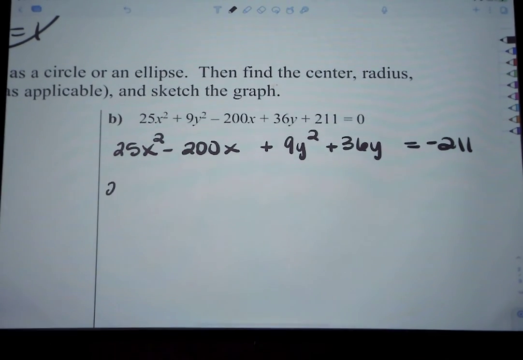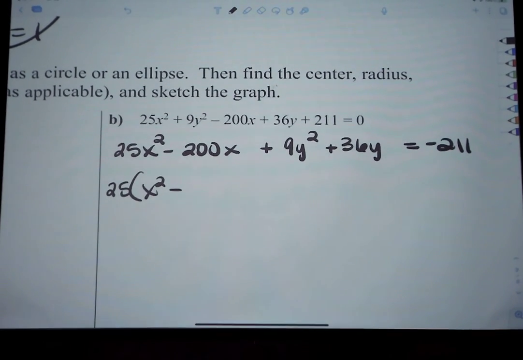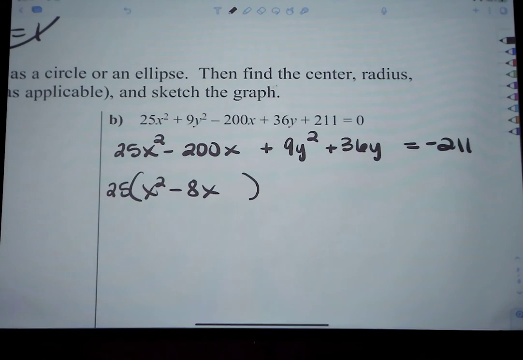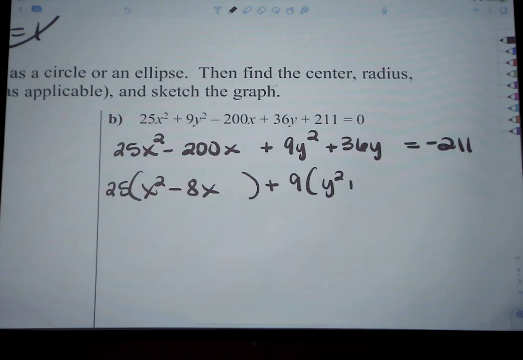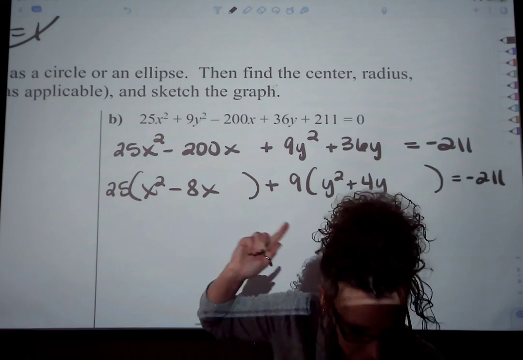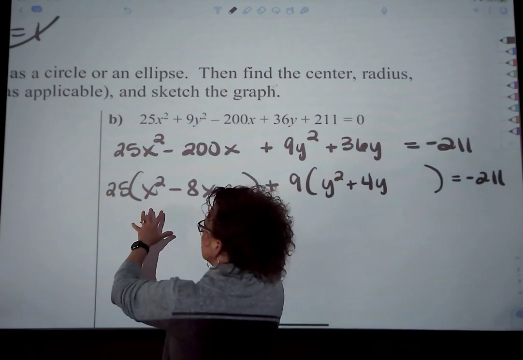Here I go. 25 parentheses x squared minus 8x, leave a space, pull off the 9. Y squared plus 4y, leave a space, equals negative 211. Pause it, do that. Now, here's what I'm ready to do.